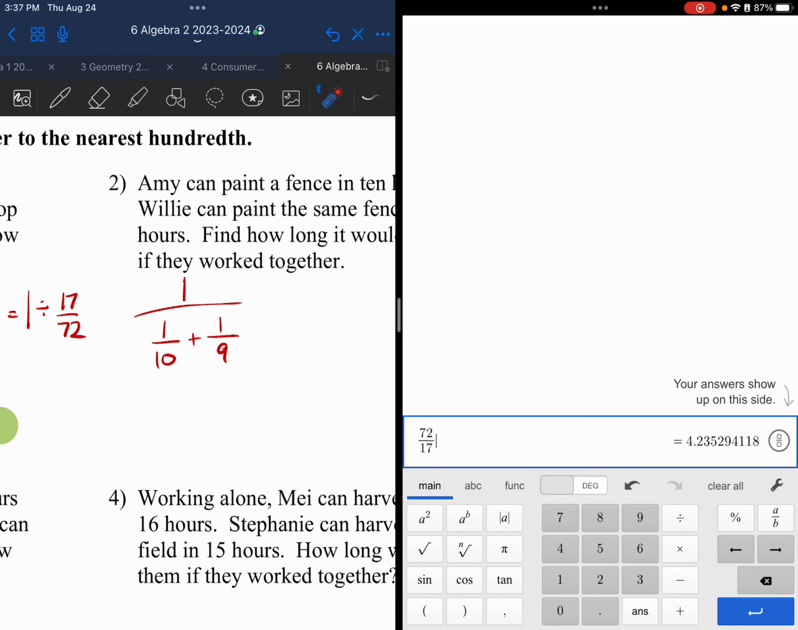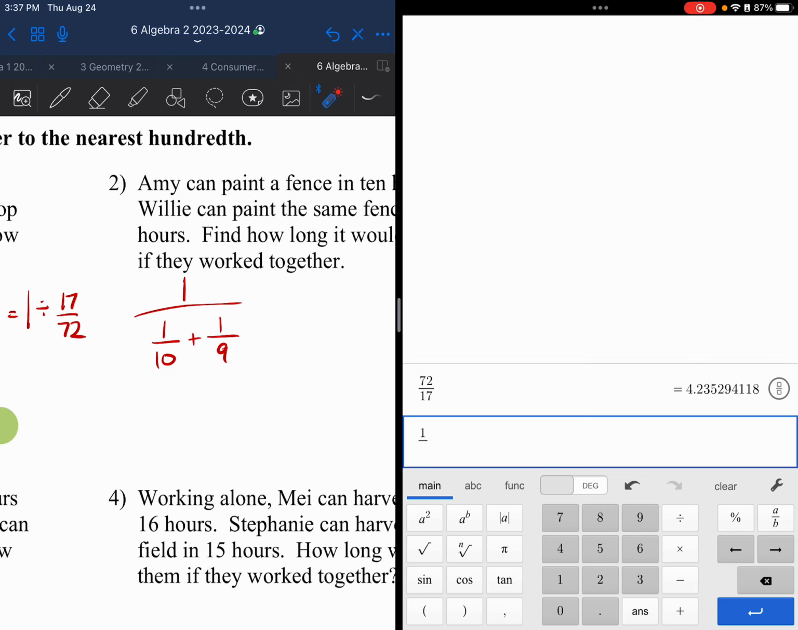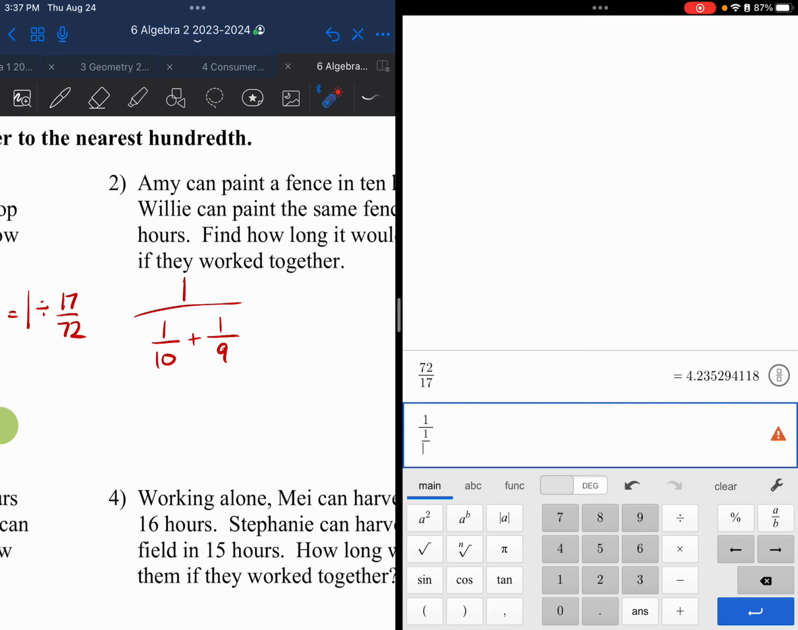Here's my cheat. I know that it's always going to be 1 all over 1 divided by some number. In this case, it's 10. And then I just need to click plus. Can I zoom in? There it goes. And it's going to be plus 1 over 9. And there's my answer. It's 4.734, and I don't have to do any math. I can just use a calculator, right?